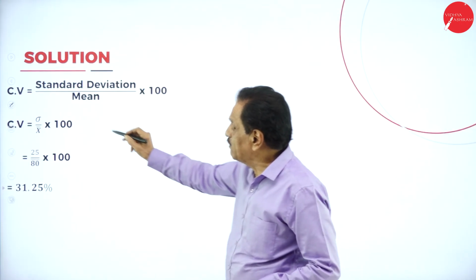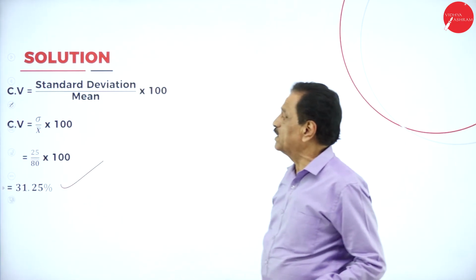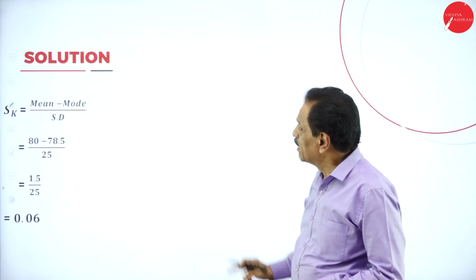What is your standard deviation? 25 divided by 80 into 100. It works out to 31.25%. Then what do you require?